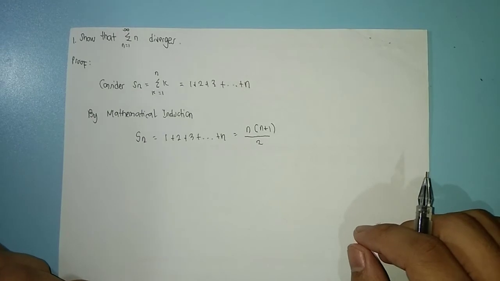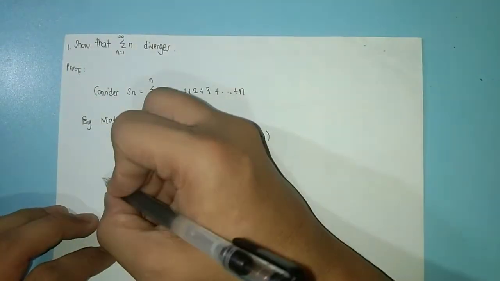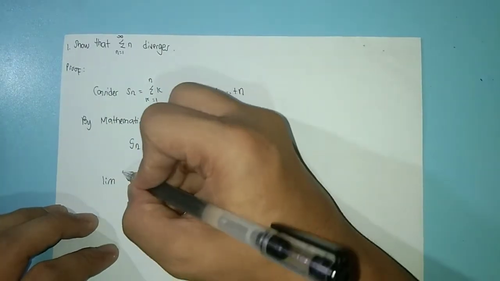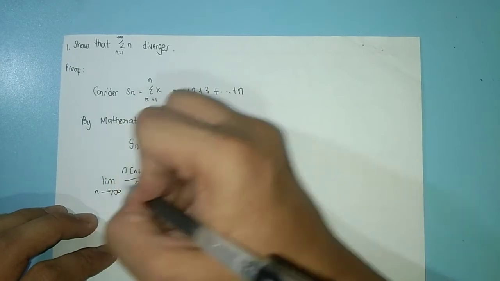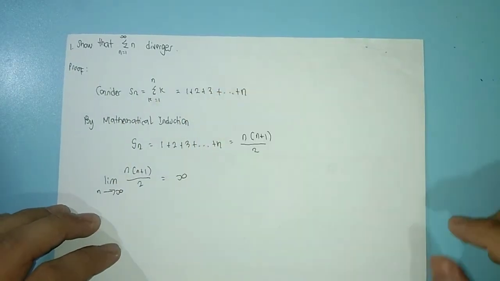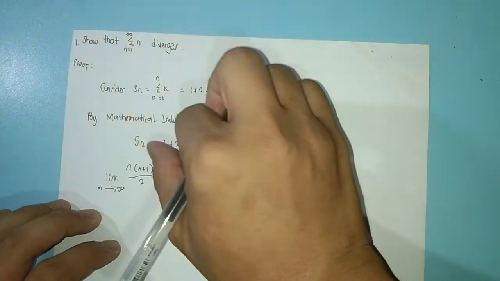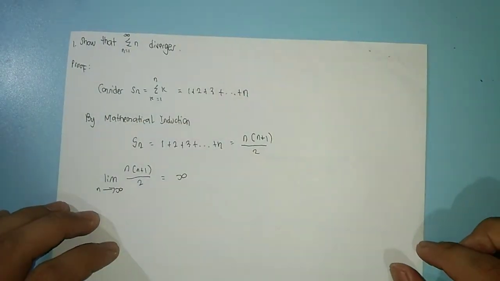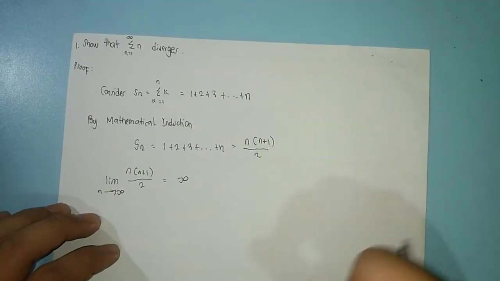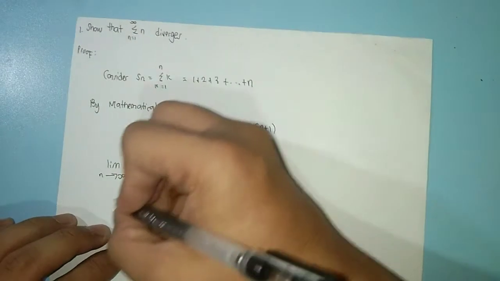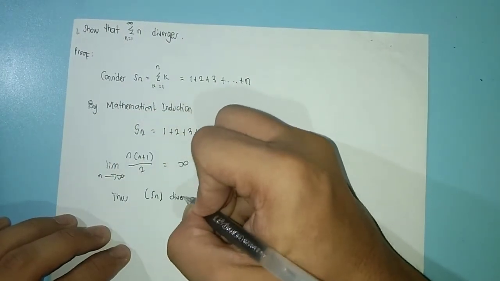Okay, now let's take the limit of this. So when we take the limit of n plus 1 over 2 as n approaches infinity, this is infinity. Okay? So that means our partial sum diverges. When we take the sequence of partial sums, it diverges. So, thus, S sub n diverges.